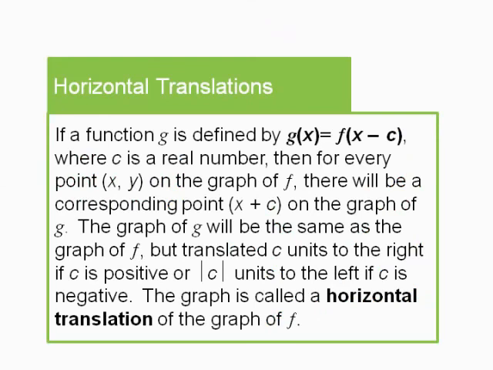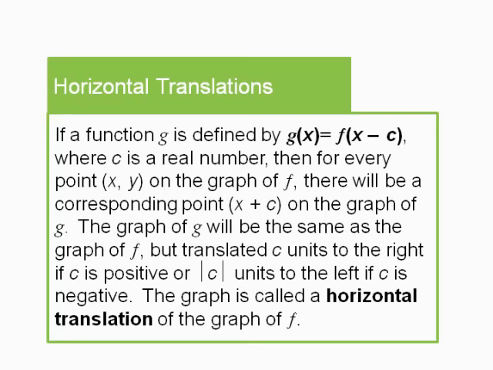Now, horizontal translations, it says if a function g is defined by g of x equals f of x minus c, where c is a real number. Now, this is where the book starts. Everyone looks here and goes, man, I don't get that. And they start reading this. You can't read and learn in math. I don't know. Maybe some people can if you really have good notational skills.